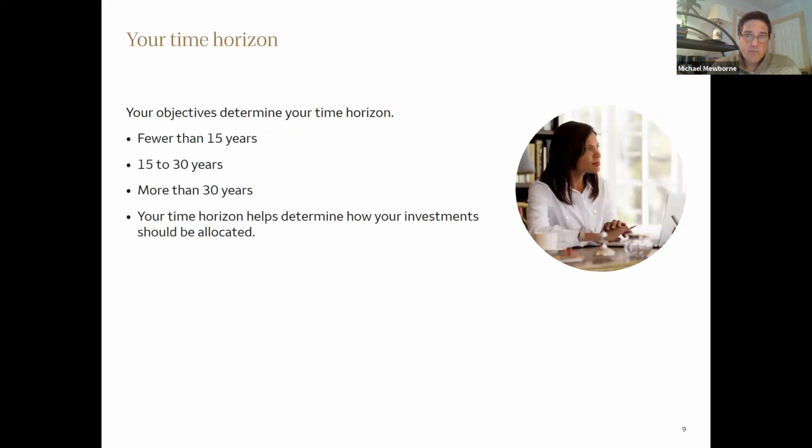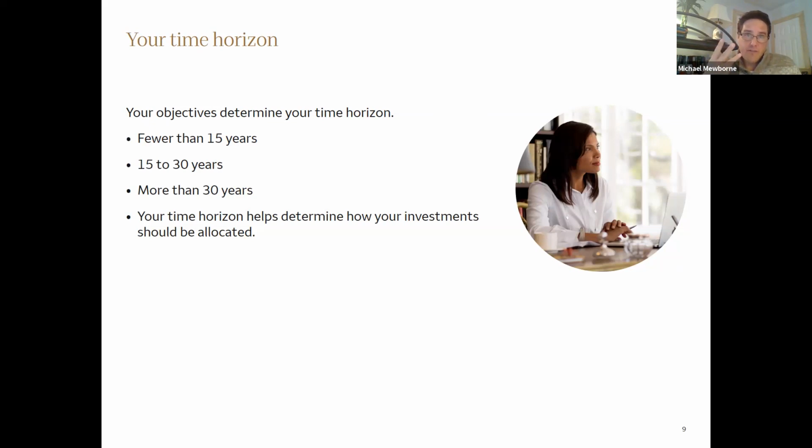This also helps you determine how you want your assets to be allocated. And we're going to go through a couple of examples of asset allocation in just a minute. But if you're saving for retirement, you might have 20, 30 years left. If you are already in retirement, your time horizon is a whole lot shorter. That's going to affect the way you invest.